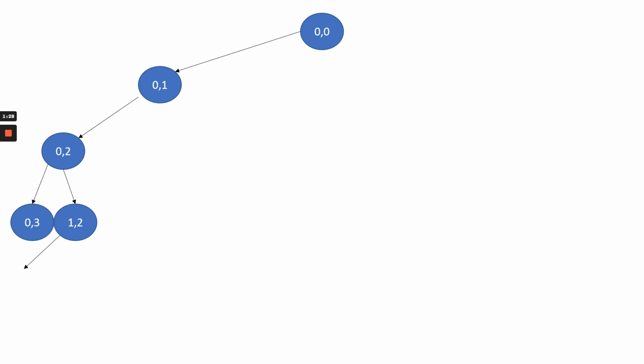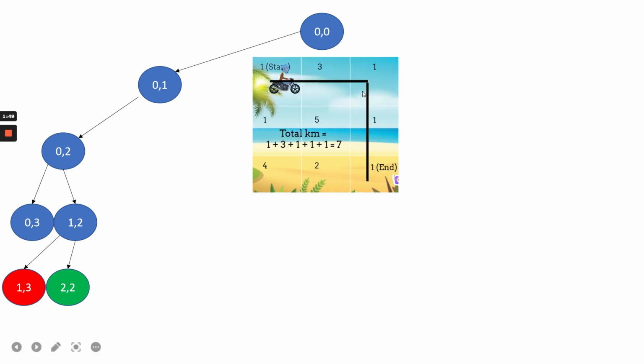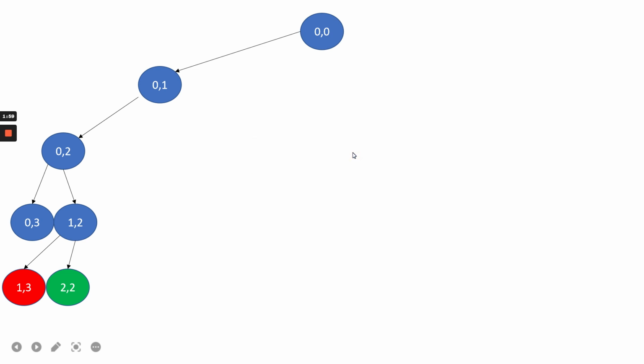From that he can move to 1 comma 2, and after reaching 1 comma 2 there are again two possible paths. He can move towards right or move towards down. If he moves towards right, he will reach out of bound, so it will terminate in that case, and there is only one last possible path left, which is moving down to 2 comma 2. This is the path that he follows. The total kilometers that he travels is 1 plus 3 plus 1 plus 1 plus 1, which is 7.